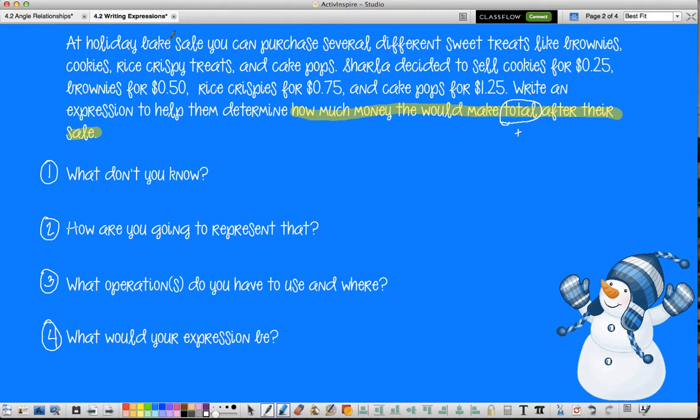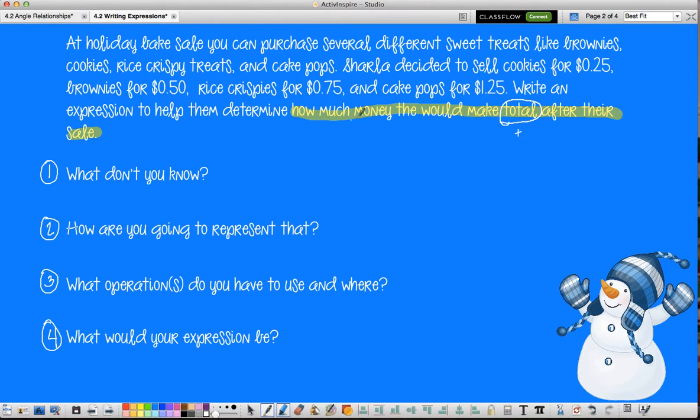Then let's actually go through and read the information. At the holiday bake sale, you can purchase several different sweet treats like brownies, cookies, Rice Krispie treats, and cake pops. Charlotte decided to sell cookies for 25 cents, brownies for 50 cents, Rice Krispies for 75 cents, and cake pops for $1.25.